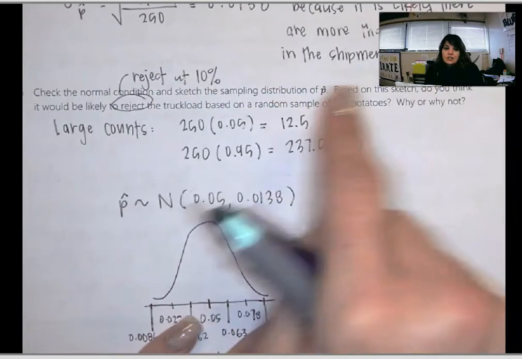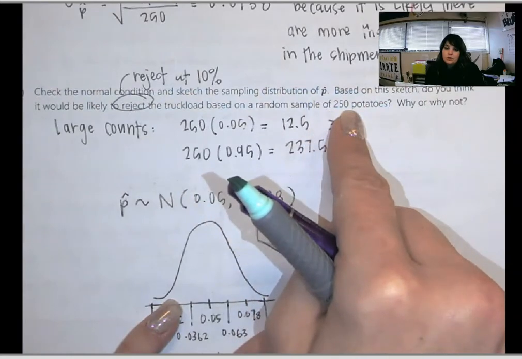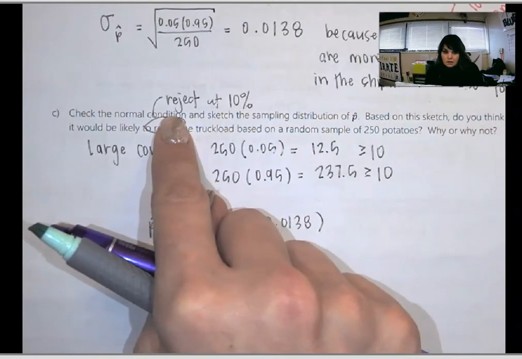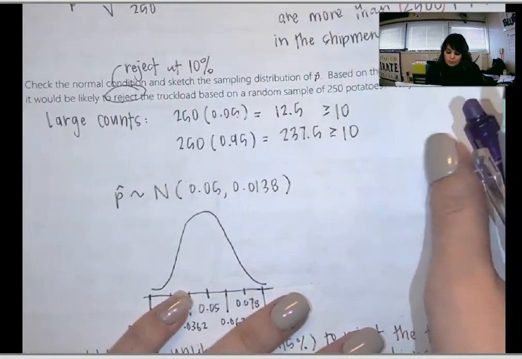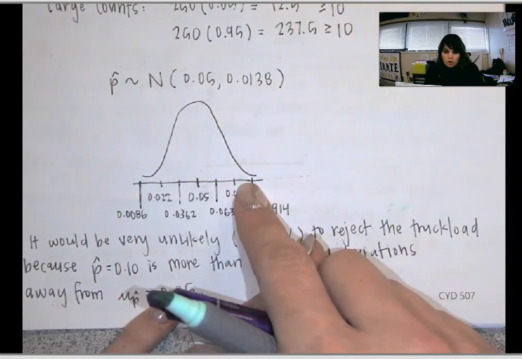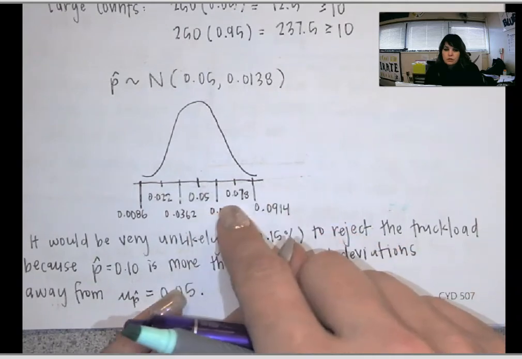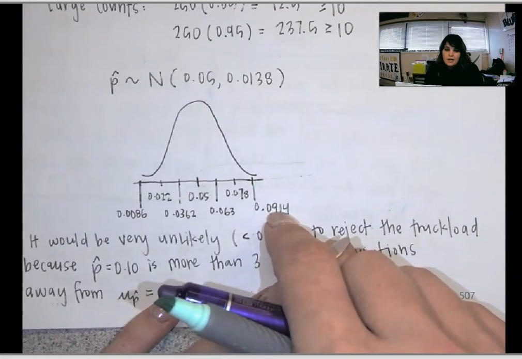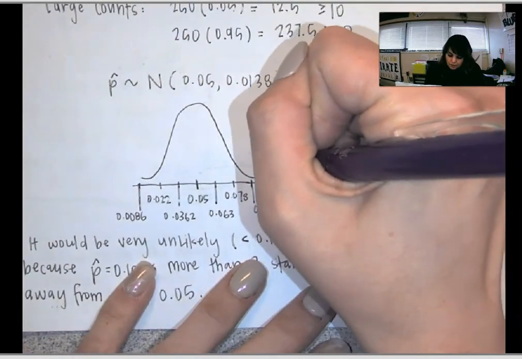Based on our sketch, do you think it would be likely to reject the truckload based on the random sample of 250 potatoes? So remember, we reject at 10%. Okay? Well, do you think it would be likely to reject? Well, how many of our shipments contain 10% or more unacceptable potatoes? Well, look at your normal distribution. The highest we go, the third standard deviation, is 0.0914. So 10% would be somewhere out here.